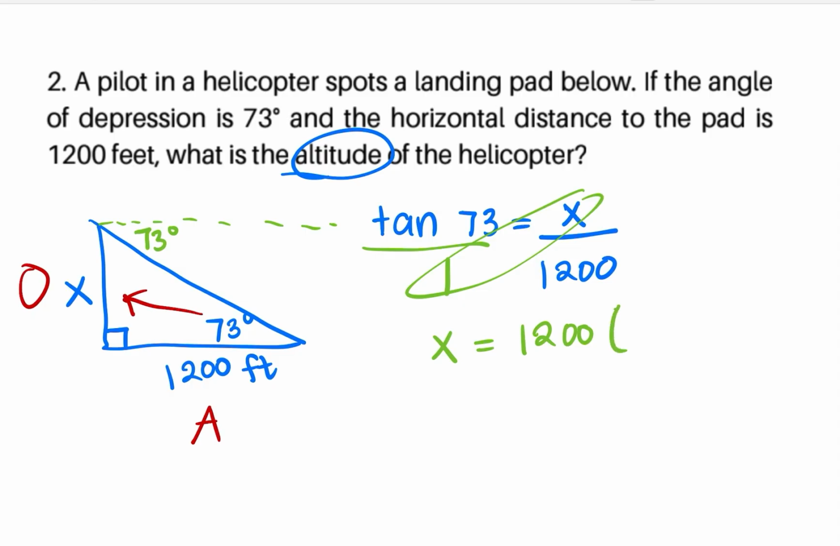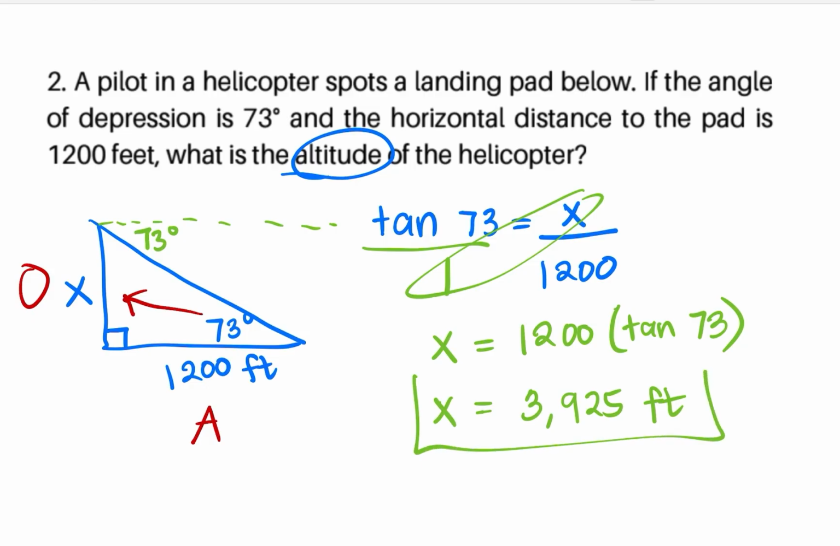1,200 times tangent 73. And if we put this in our calculator, we will get 3,925 feet. So the altitude of the helicopter is 3,925 feet.